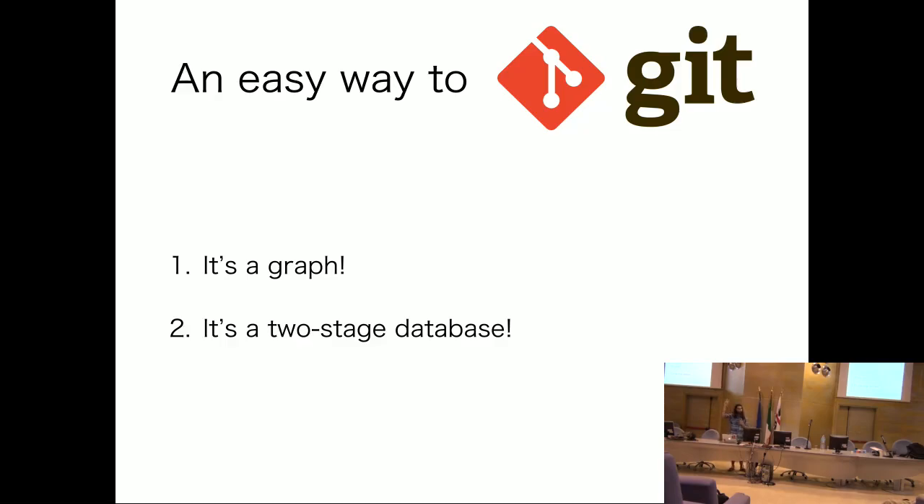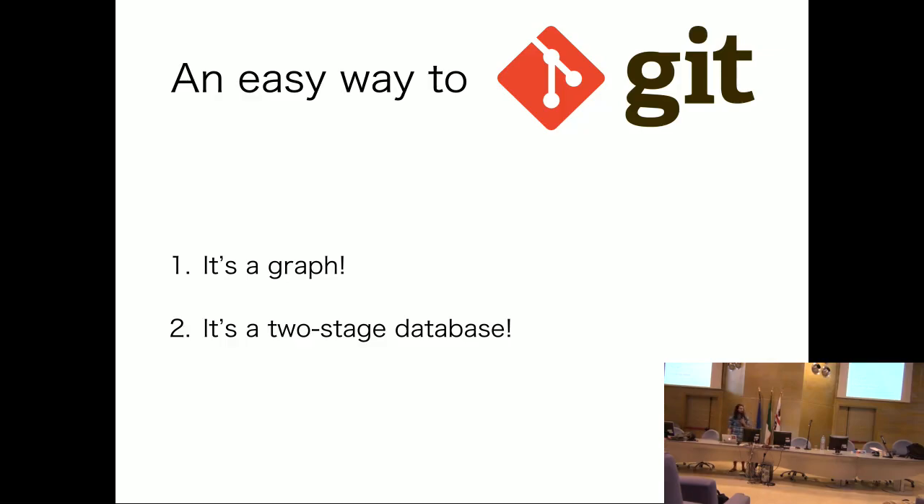There are two points that to me are really key to understand it. First is a graph. That is why there is actually a graph in the logo of Git. I don't know if you ever noticed. There is a graph because it's a graph. And the other thing is that there is a two-stage database. We will go through it with examples.